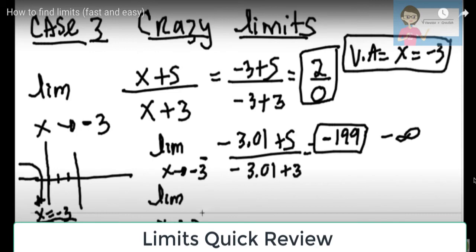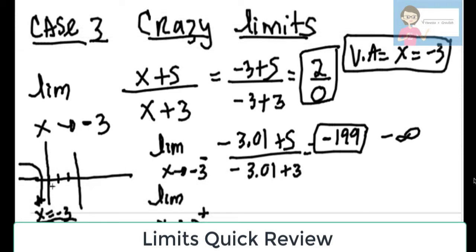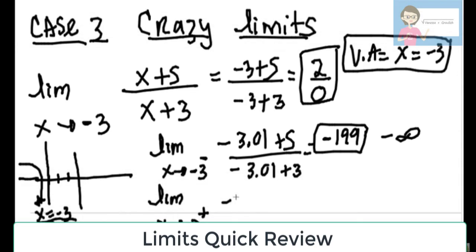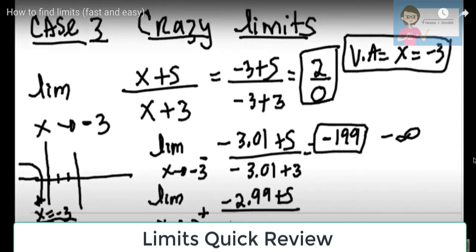All right, I'm almost done. I'm going to do the same, but now with the right side. So I'm going to put a plus. From the right side, the closest value that I can use is around -2.99. Let's see what happens here. So -2.99 plus 5 over -2.99 plus 3, and when I plug this into my calculator, I get +201.